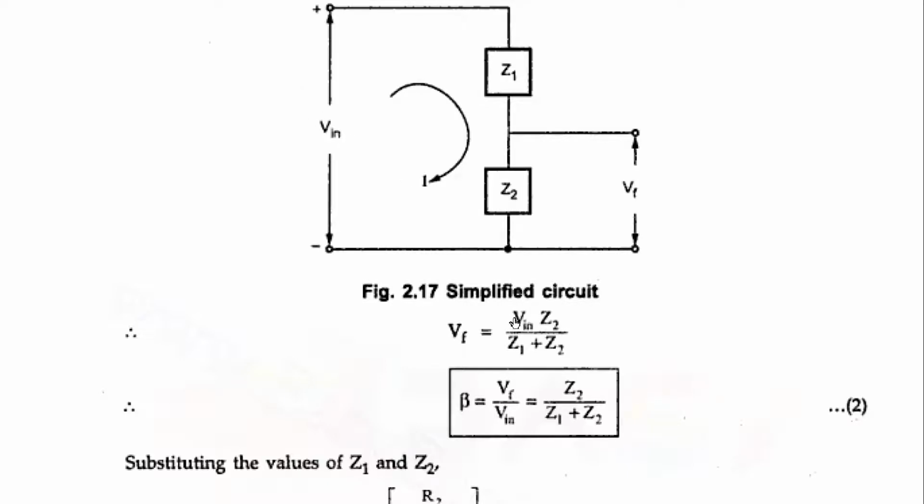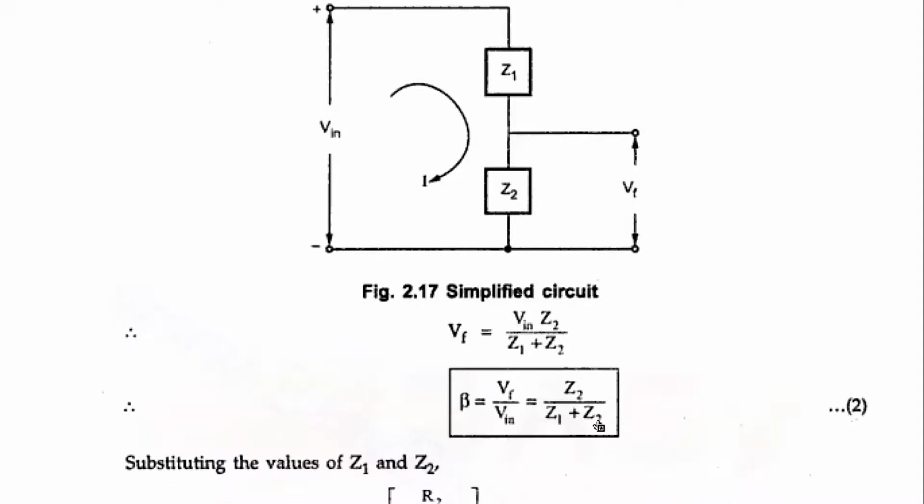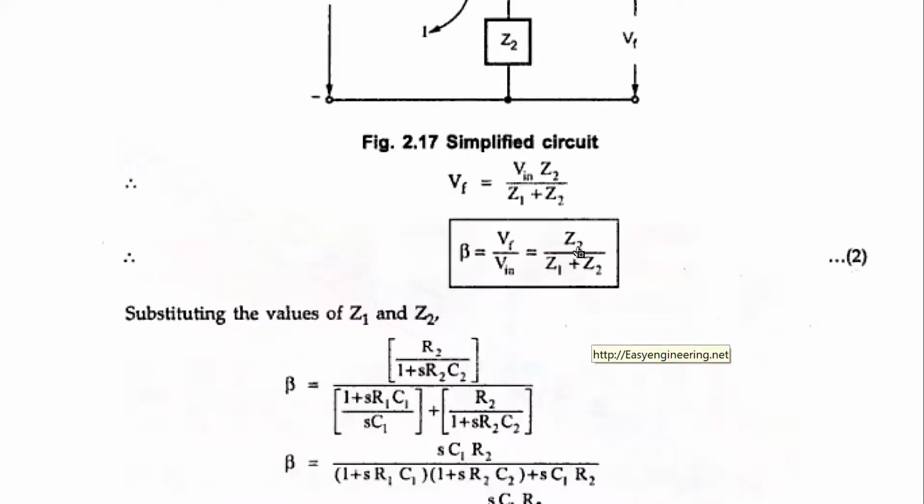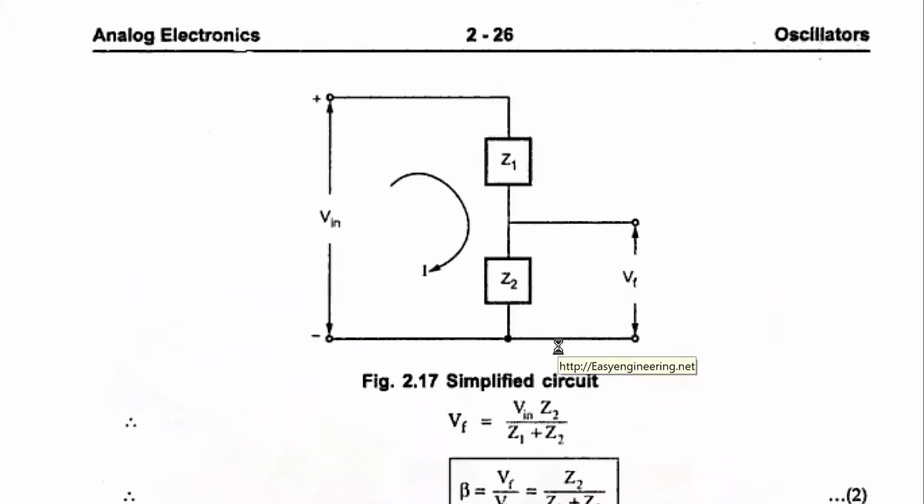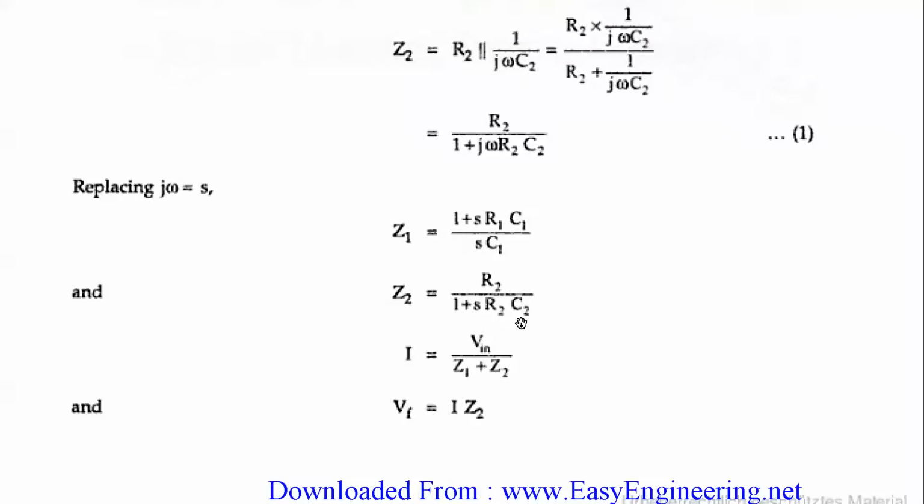If you divide this VF by V in, it is Z2 by Z1 plus Z2. So whether you take the input of the feedback network V in or the output of the amplifier V naught, VF by V naught, the formula will be the same. The variable changes, it doesn't matter. So beta will be Z2 by Z1 plus Z2. Now let us substitute Z2. What was Z2? R2 by 1 plus S into R2C2.